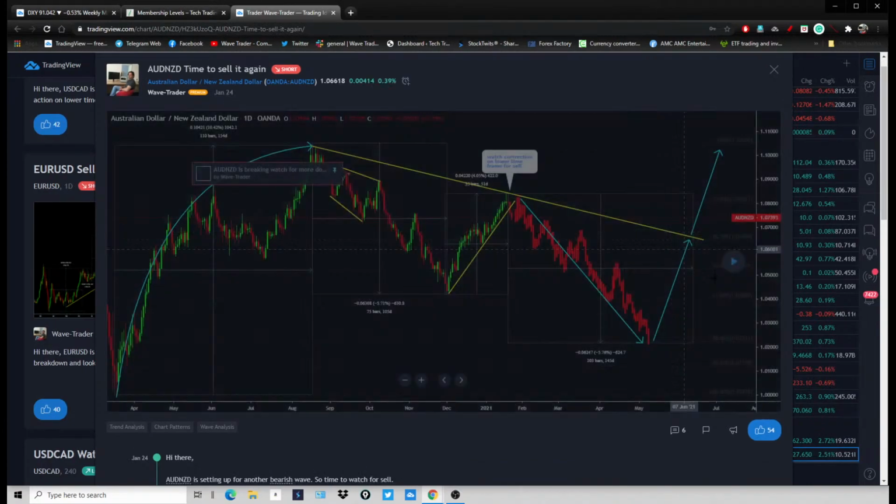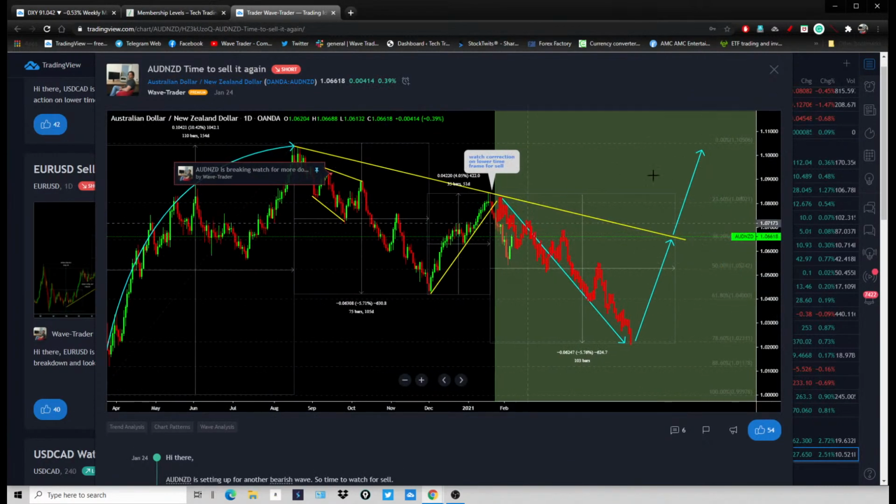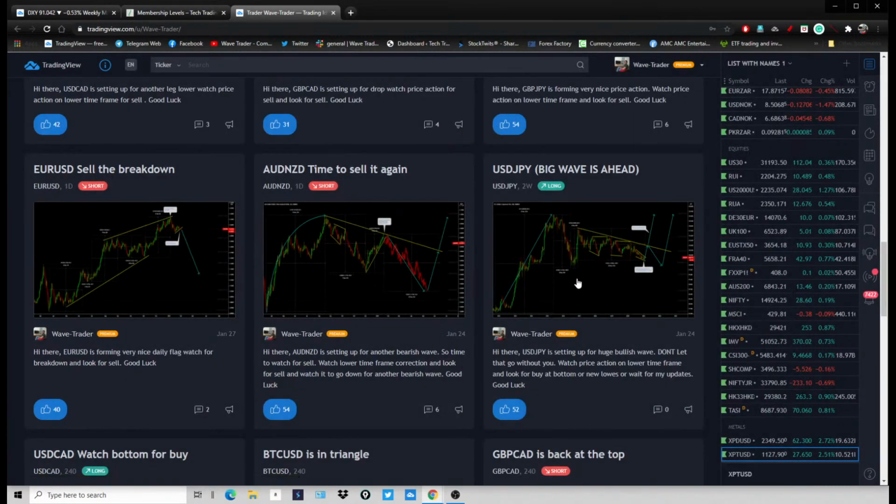Okay, so Aussie New Zealand dollar went lower. We have seen that chart. Now pulling back, we're gonna look at the updated chart.